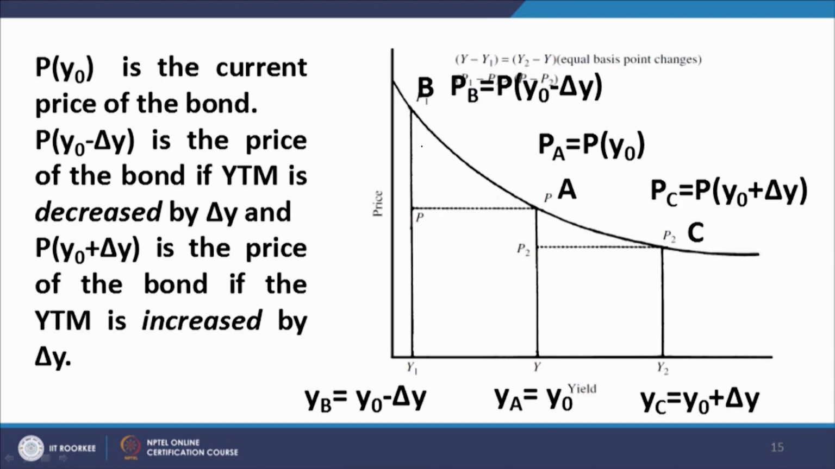When the yield decreases from y 0 to y 0 minus delta y, the change in price is given by P b minus P a, and when the yield increases from y 0 to y 0 plus delta y, the change in price is given by P c minus P a. Obviously the magnitude of P b minus P a is greater than that of P c minus P a. So, this is the convexity effect.